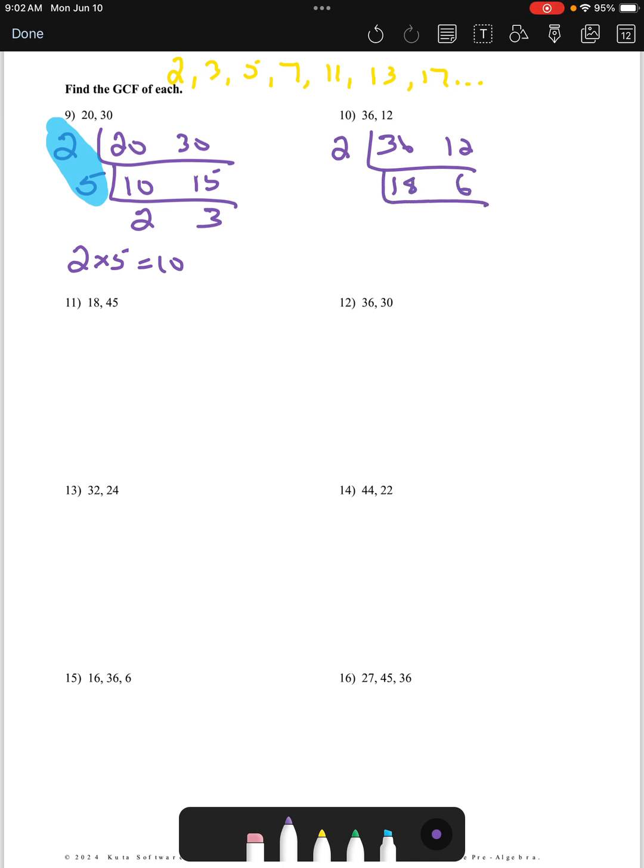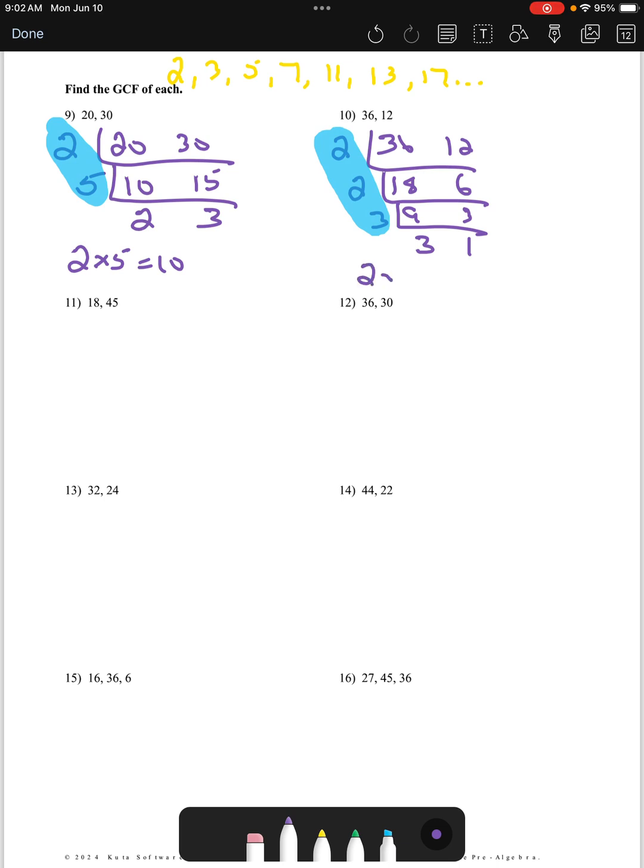Will they both divide by 2? Yes. Half of 36 is 18, half of 12 is 6. Will they both divide by 2? Yes. Half of 18 is 9, half of 6 is 3. Will they both divide by 2? No. So move on. Will they both divide by 3? Yes. 9 divided by 3 is 3. 3 divided by 3 is 1. Done. As soon as you get to 1, you know you're done.